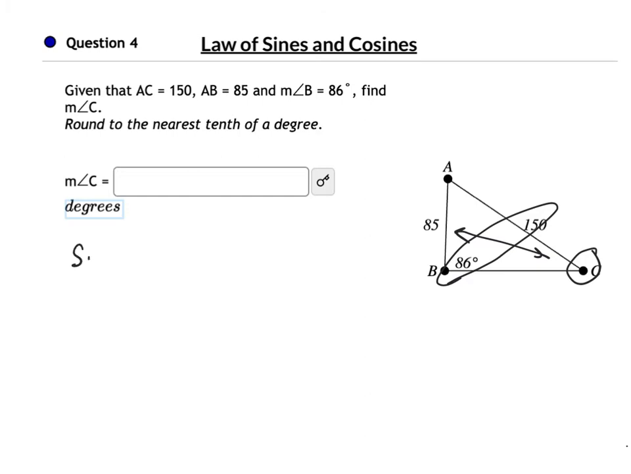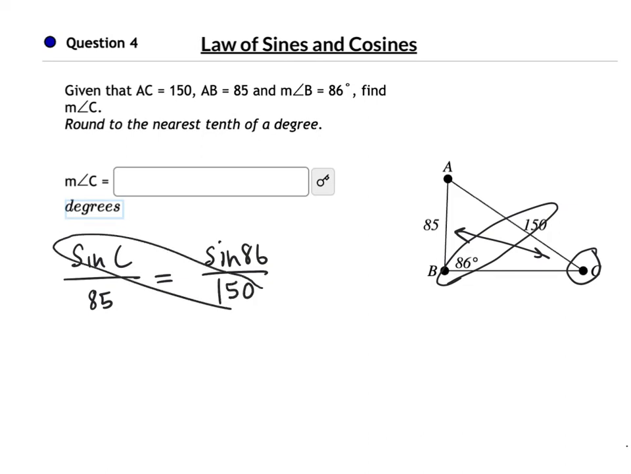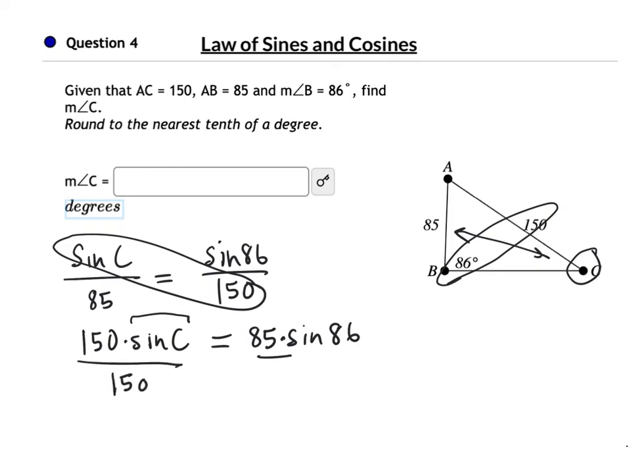We can say that the sine of angle C, what we're looking for, over 85, its opposite side, is equal to the sine of 86 over its opposite side, 150. And we'll cross multiply. 150 times the sine of angle C equals 85 times the sine of 86. Now to find C, we need to get this by itself. So we'll divide both sides by 150. And this cancels, and we know that the sine of C is equal to this.